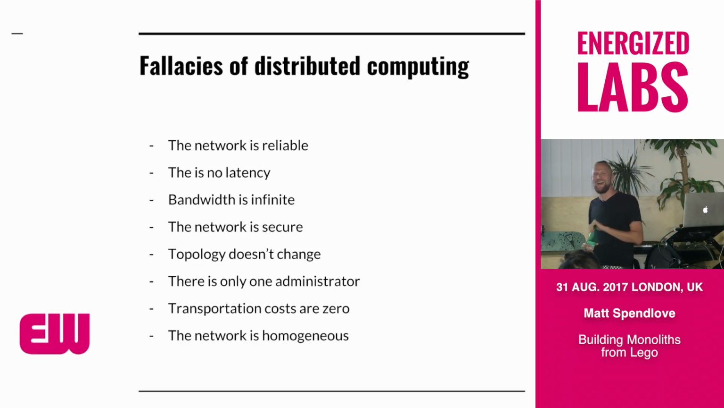I can talk in a lot of detail about the fallacies of distributed computing if you want. You will all fall asleep. Anyway, I don't think this is going to be news to anyone really. Networks aren't always reliable, right? Things go wrong, power goes, things blow up. There is latency, bandwidth isn't infinite.